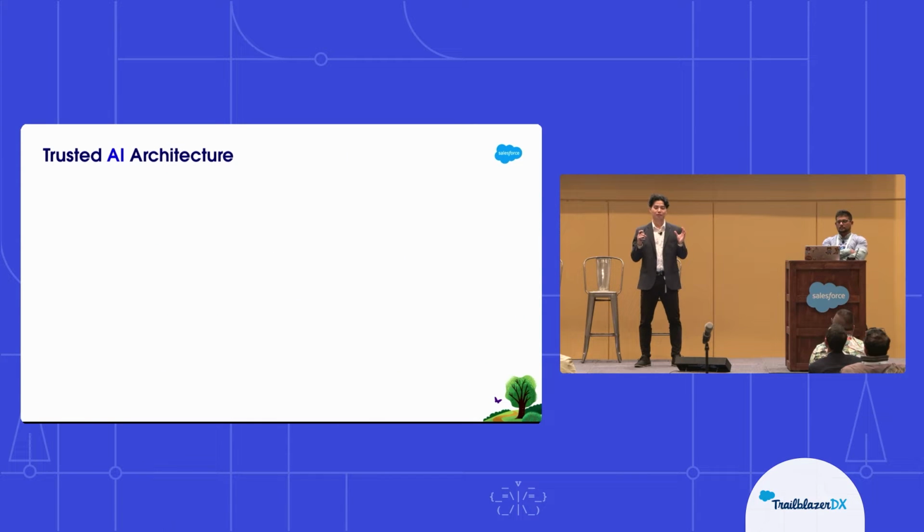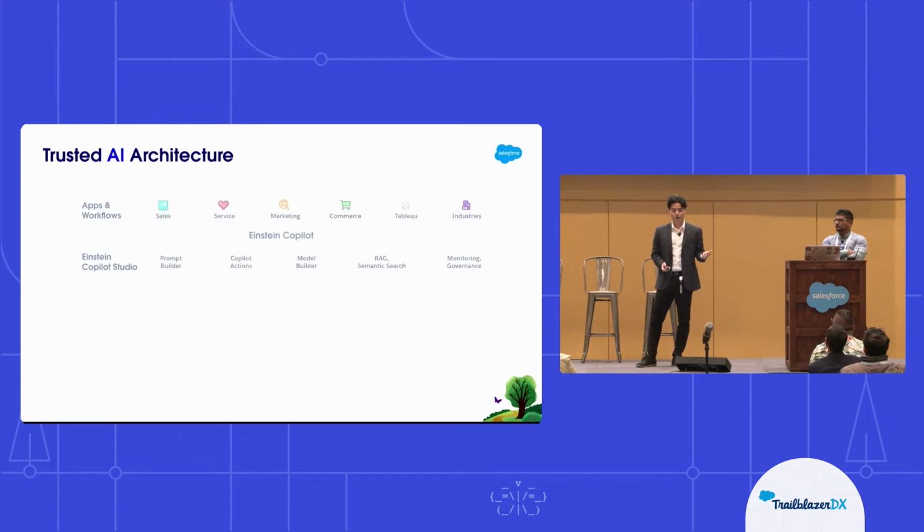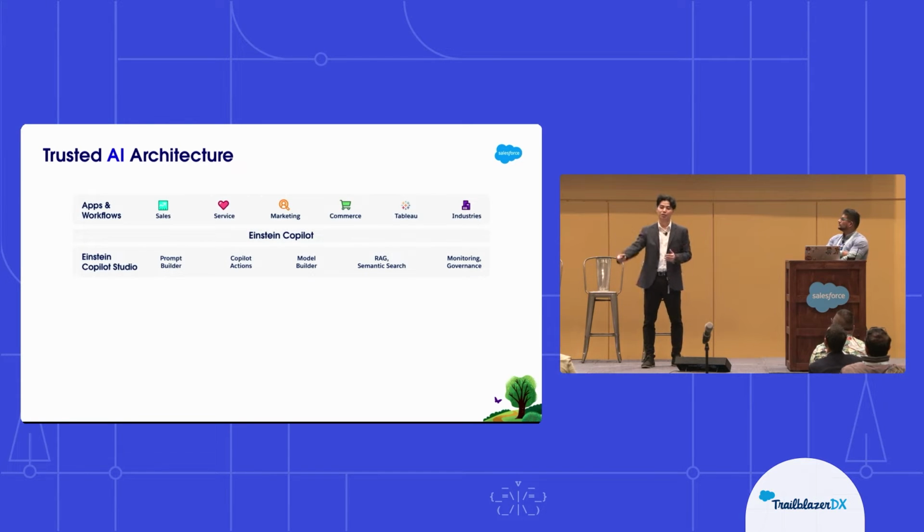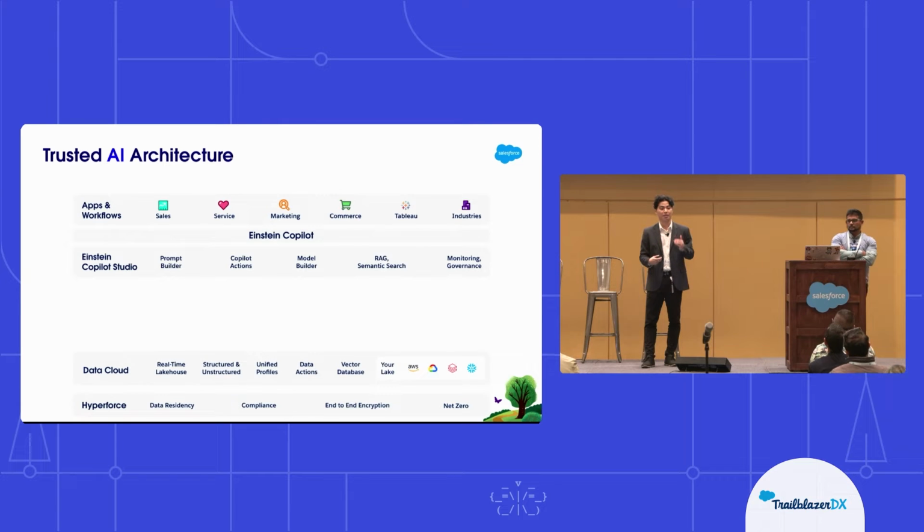Zooming out a bit, let's see how this fits into our broader AI architecture stack. At the very top layer, we have our applications, and we also have our Einstein Copilot Studio, which I'm sure you all have heard a lot today. It's our low-code and no-code builders that allow the customization for these applications. And at the very bottom, we have our data and infrastructure layers that are powering this stack.